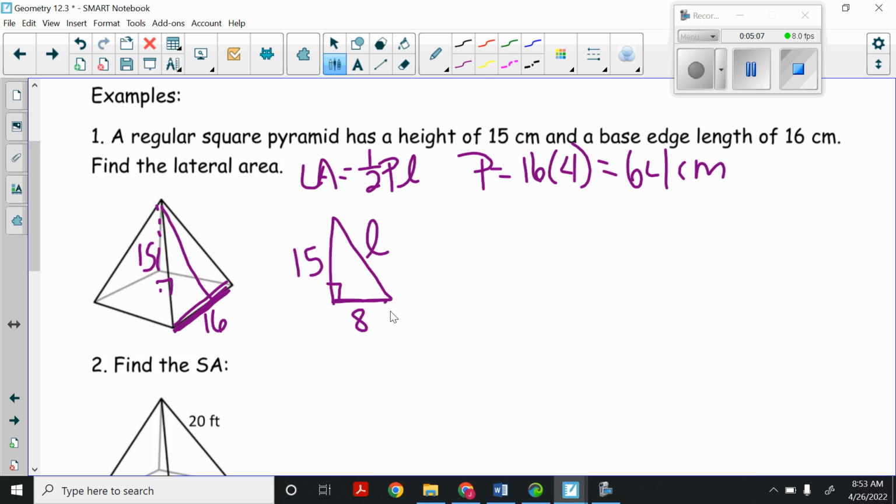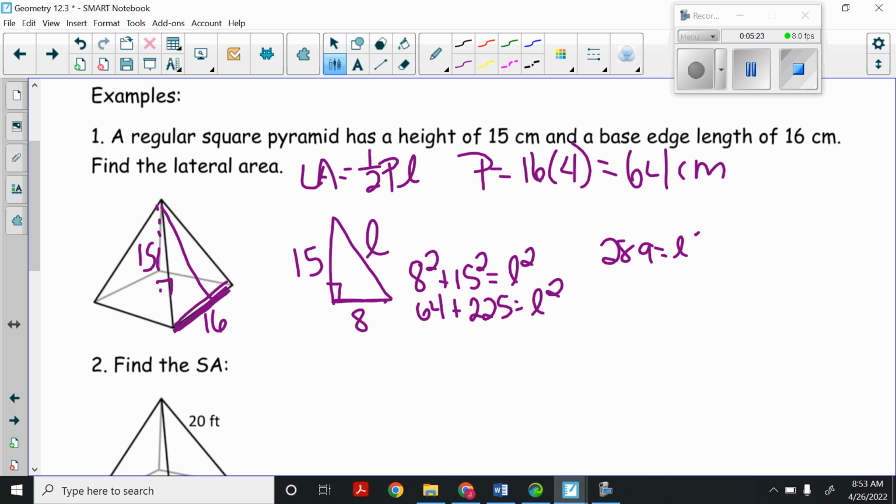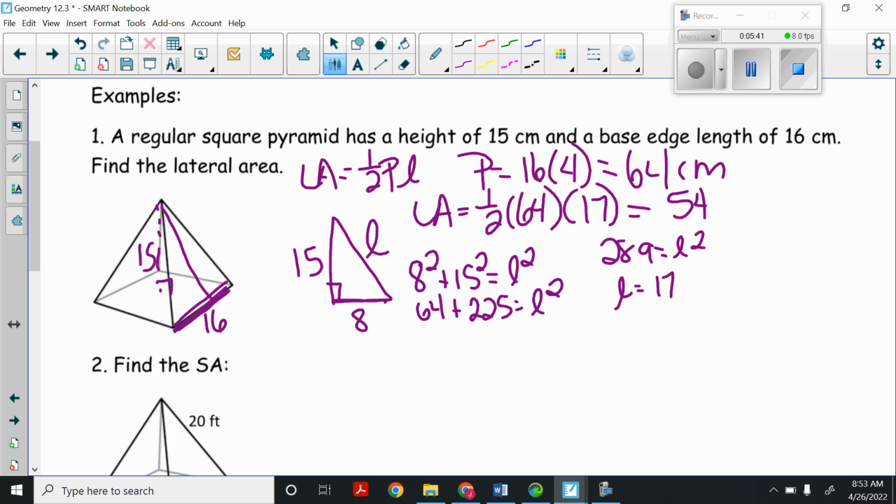So Pythagorean theorem tells me that 8 squared plus 15 squared is equal to L squared. So here I get 64 plus 225 equals L squared. So 64 plus 225 is 289 equals L squared. So when I take the square root of that, L is equal to 17. So now I can plug this in. The lateral area is equal to 1/2 my perimeter, which we said was 64, times the slant height, which is found to be 17. When I multiply all of that together, I get 544. I found area, so square centimeters.